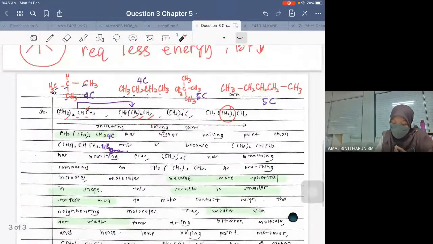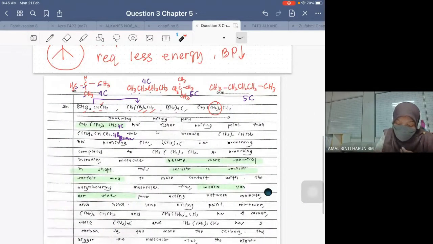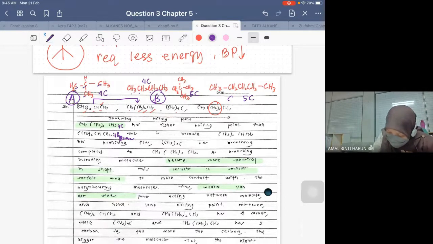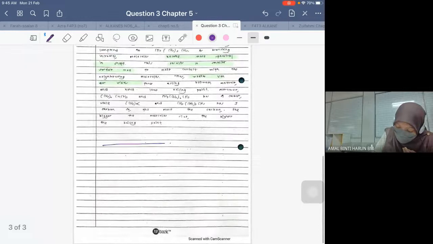Macam mana kita nak senangkan? Okay, once kita nak mudahkan pemeriksa, check lah kan. Dia boleh label lah. Can label this one is A, B, C, D. Lepas tu explain satu-satu. Between A, B, C, D.